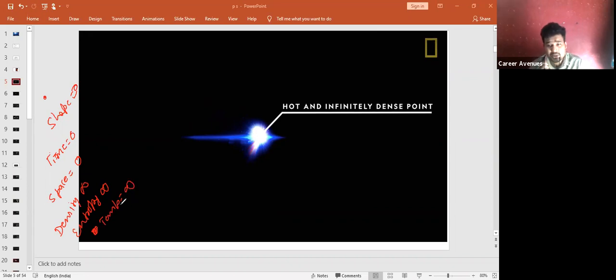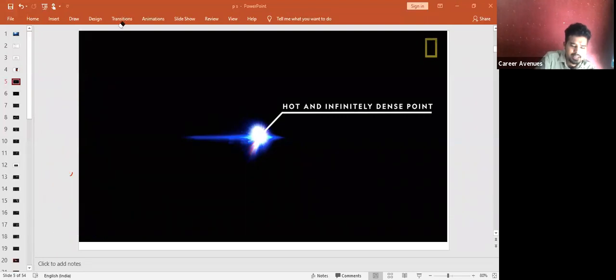Now, due to a certain force, we don't know what that force is, due to godly power, whatever you can say, it explodes. At the time of explosion, everything starts forming, everything starts taking place in the right way. So initially it is like a supercharged black hole, you can say. It's infinitely tiny and it is highly charged, ready for explosion. So let's see the next slide.